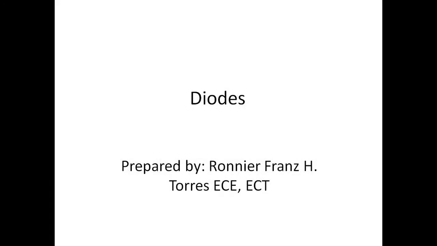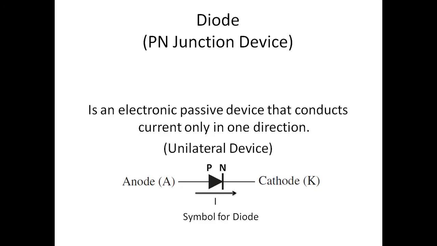Okay, so let's continue discussing the diodes. The diode, or the other term for this device, is called a PN junction device. It's an electronic passive device that conducts current only in one direction. So in short, ang tawag sa kanya is a unilateral device. Uni, ibig sabihin isa lang, lateral, ibig sabihin yung direction. One direction lang yung pinagko-conductan niya.